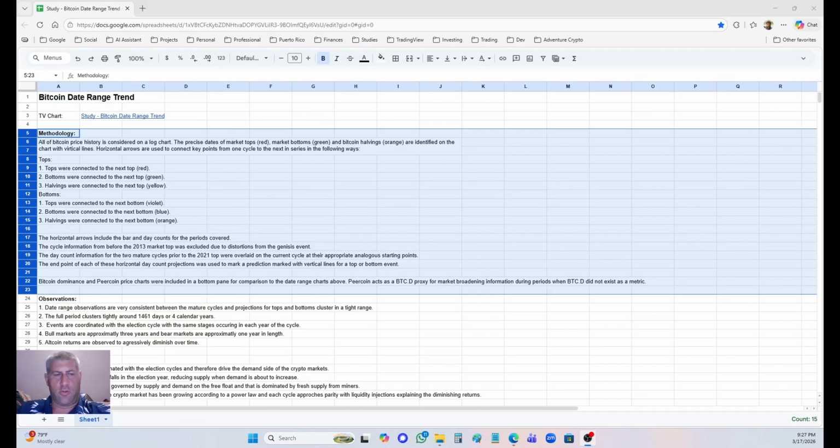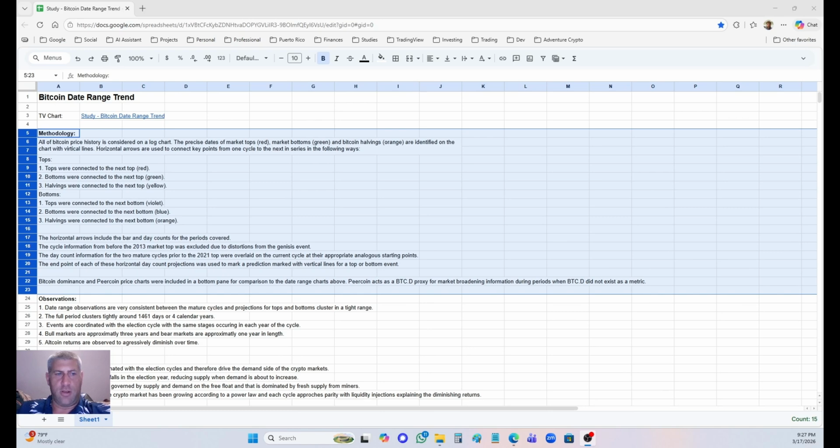All of Bitcoin price history is considered on a log chart. The precise dates of market tops, marked in red, market bottoms, in green, and Bitcoin halvings, in orange, are identified on the chart with vertical lines. Horizontal arrows are used to connect key points from one cycle to the next in series in the following ways.